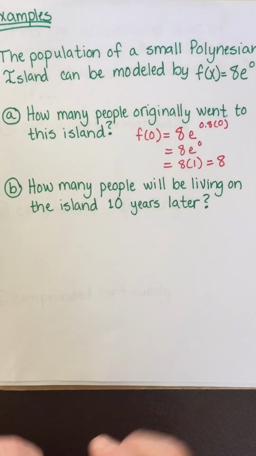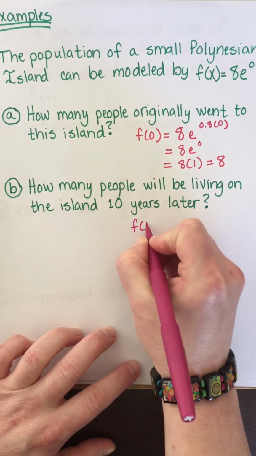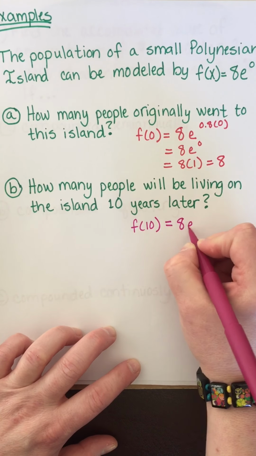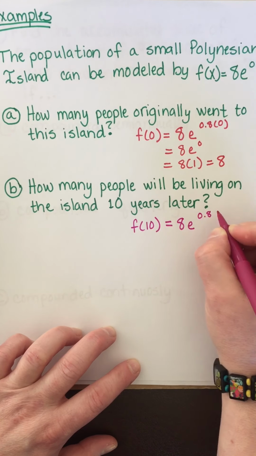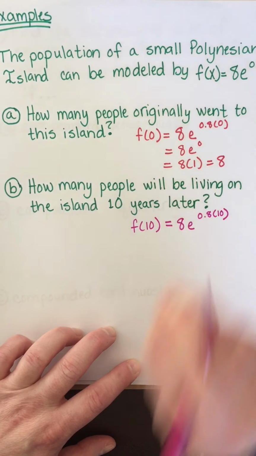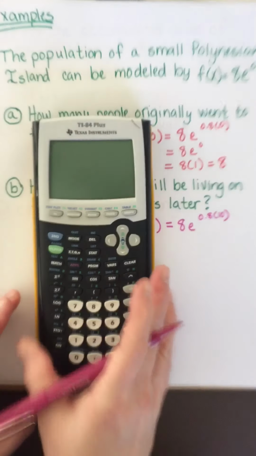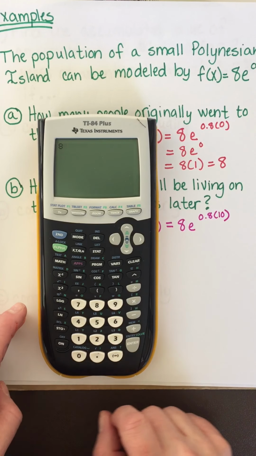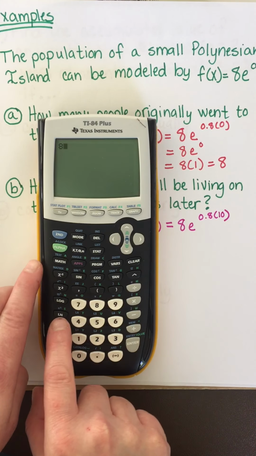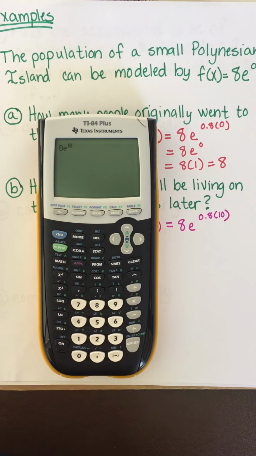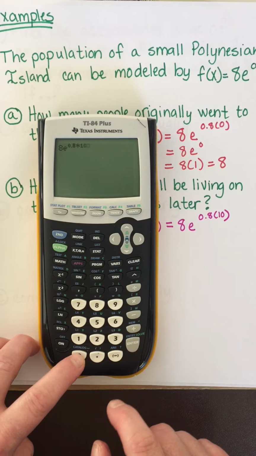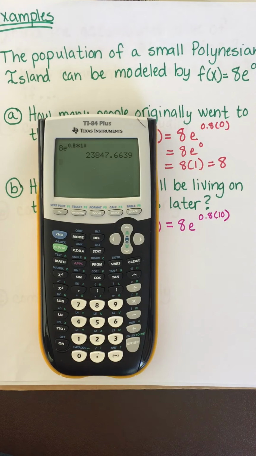So for this, we're just going to find f of 10. And I'm going to use the calculator for this. So that'll be 8 times e to the 0.8 times 10. All right, so let's get out our calculator. Turn it on. 8, all right, and then e is right here. You have to do shift and the natural log button. And then 0.8 times 10 and hit enter.